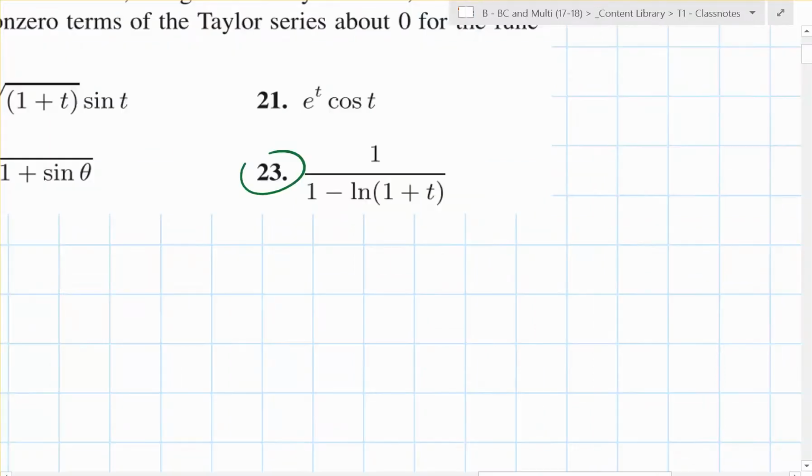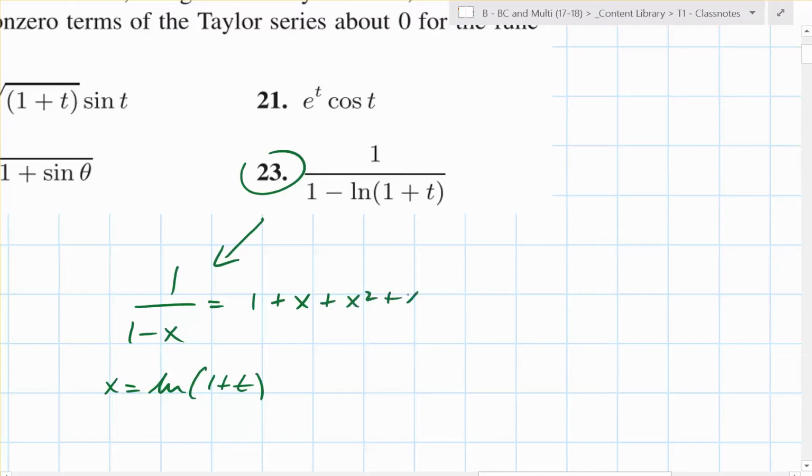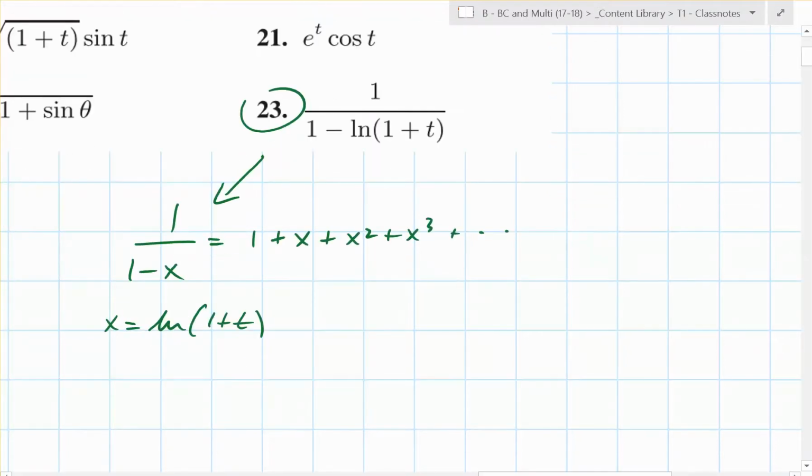Okay. Path 1, which is going to be turn this into 1 over 1 minus x, and let x equal ln of 1 plus t. That's what you wanted to do, correct? So you have to write this expansion out. What is that expansion? 1 plus x, plus x squared, plus x cubed, right? And then you'd have to take this right here and plug that into all of these, right?